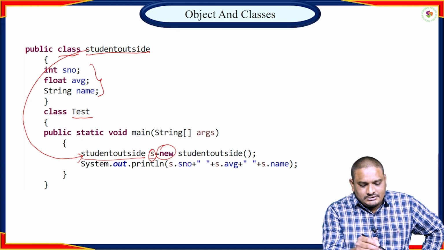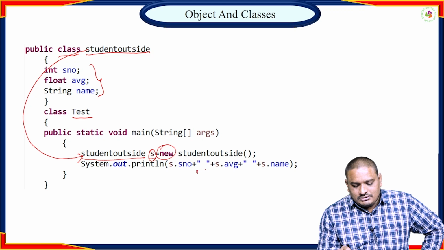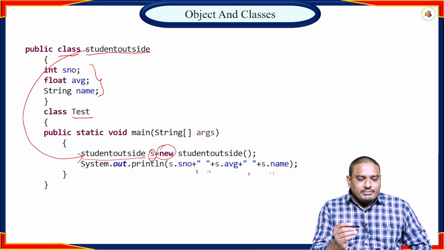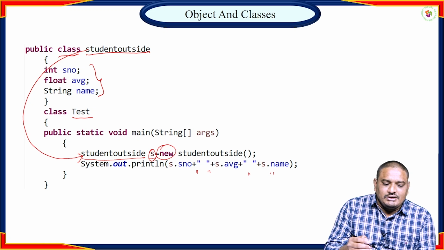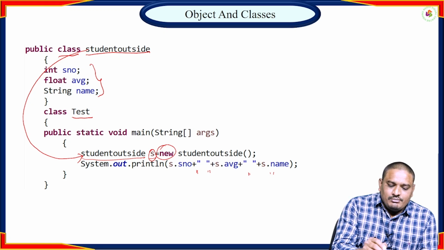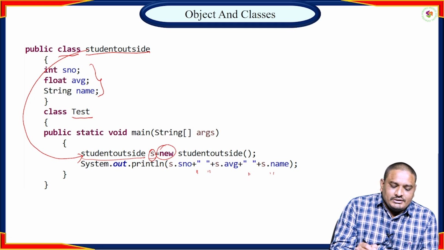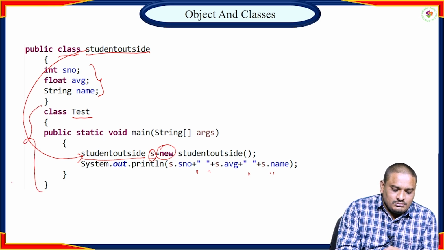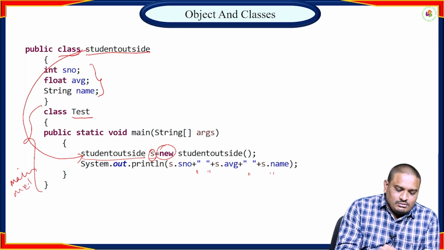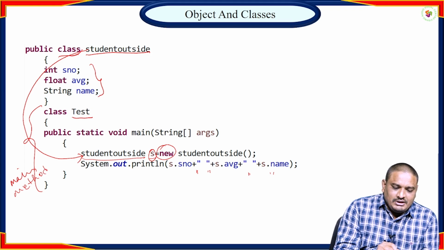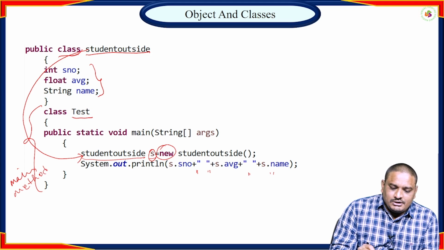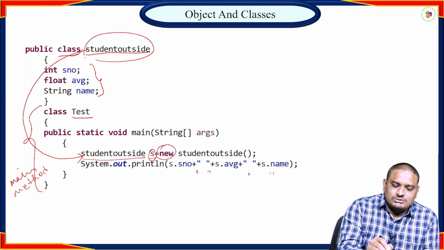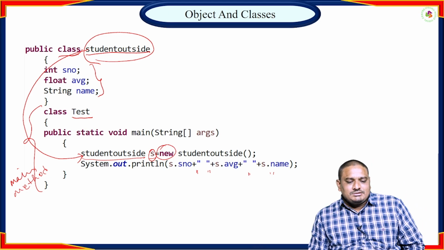We display the three values. We are using double quotation marks between every variable. That means the main criterion here is that the variables can be declared outside the method. This is the main method. The object is created by using this student outside class.